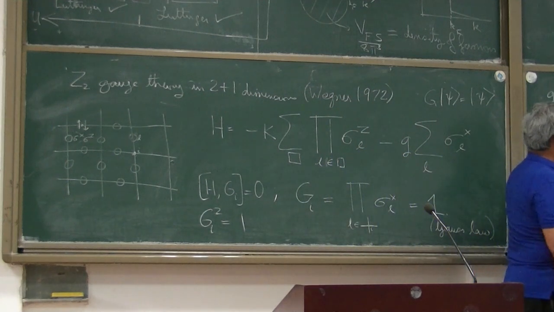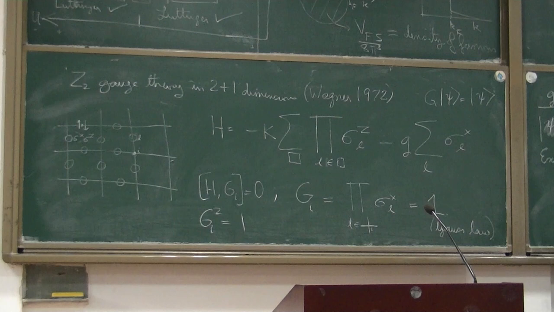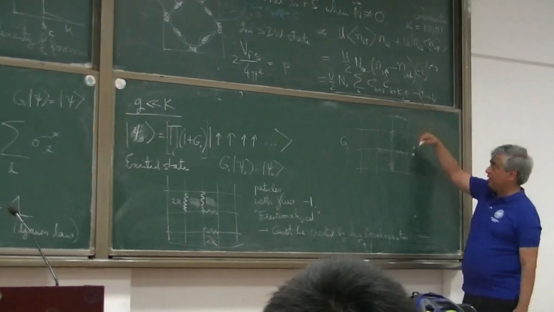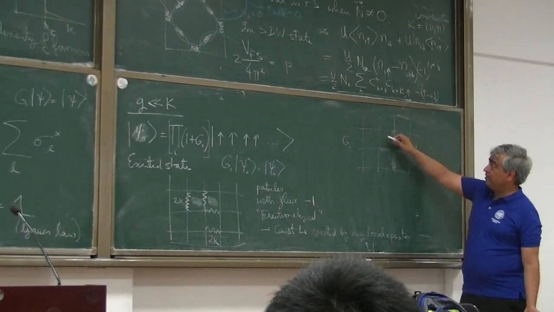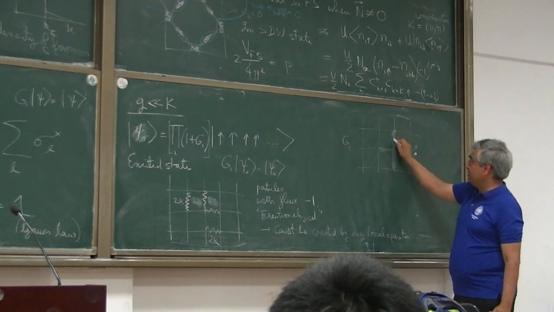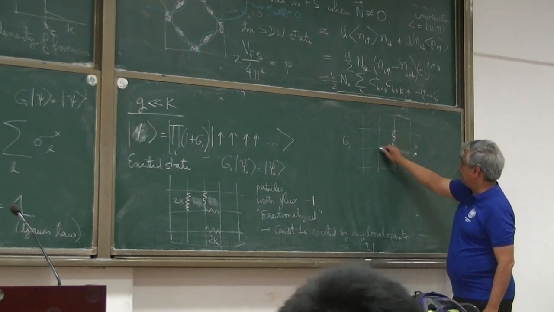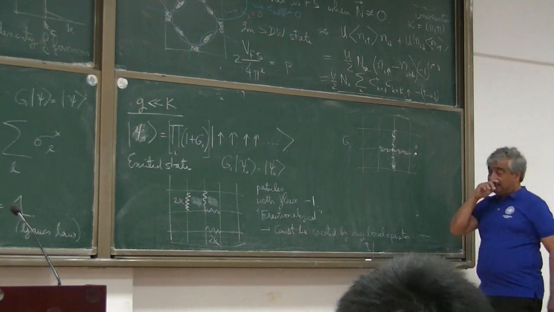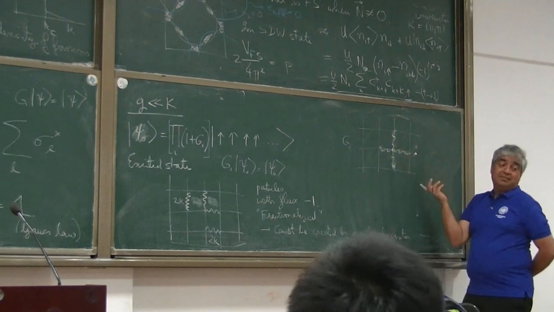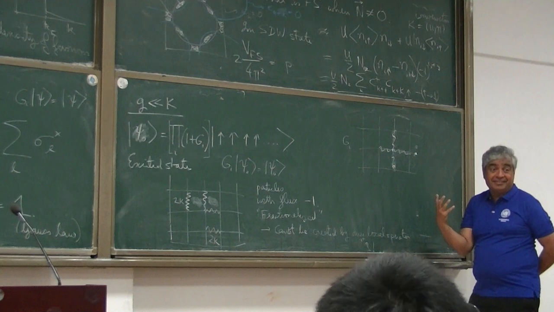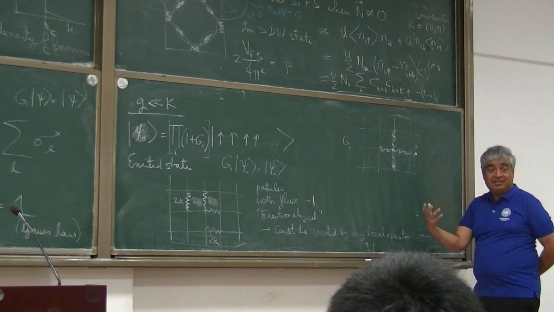Well, if I take the state with all spins up, that's the perfect lattice. Everything is up, I don't draw anything, and the flux is 1 through every plaquette. Now, if I hit G_i on this state, I flip the spins on these four sides. So this is the site i. And still, flux is plus 1 on every plaquette. So I haven't done anything. This is just another state with the same energy.